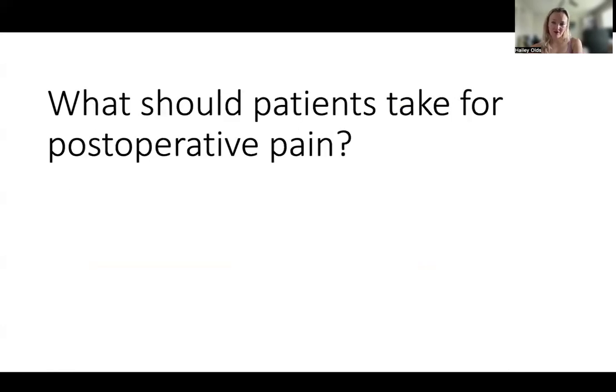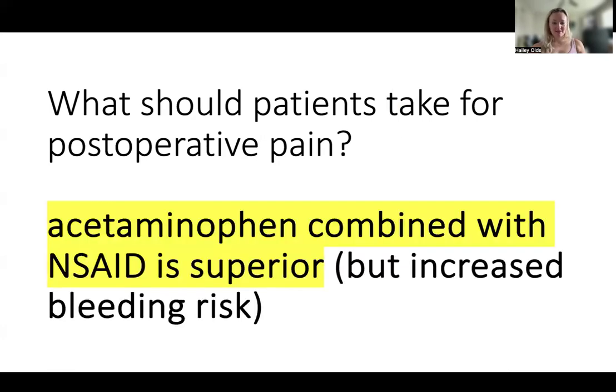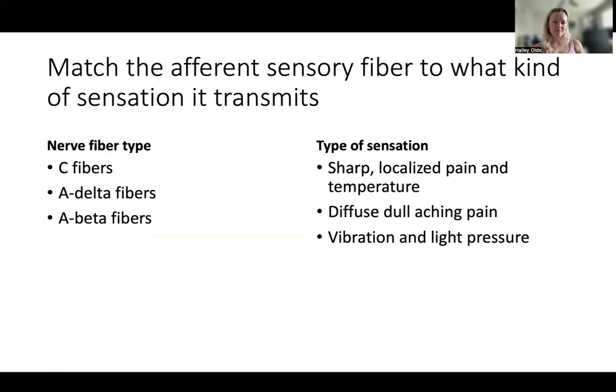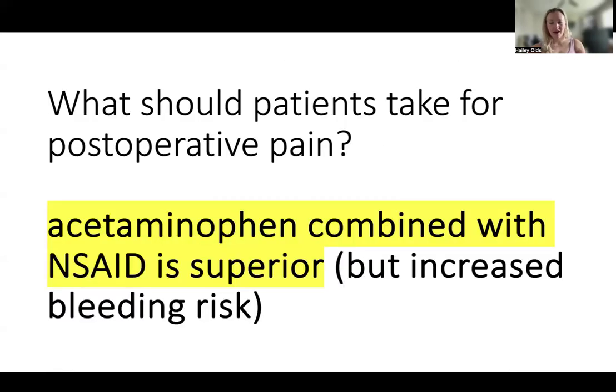What should patients take for postoperative pain? So, acetaminophen combined with an NSAID is what works the best, and they can take them at the same time. But with NSAIDs, there is an increased risk of bleeding. So, you can warn patients about that too. And obviously, if they have kidney issues or things like that, you should use caution when using NSAIDs.